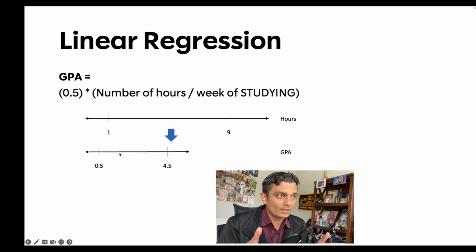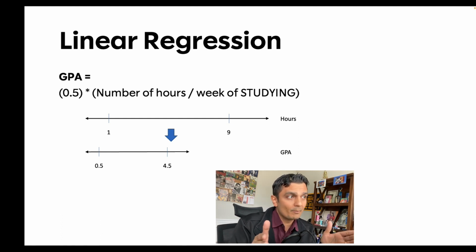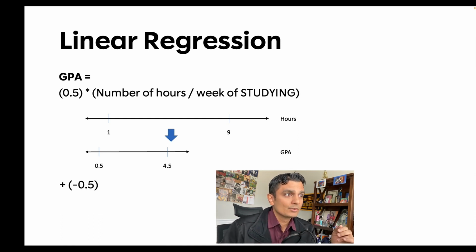So that's kind of a problem. So you kind of think of potentially having to shift this data over. And that's kind of a bias, right? You have to bias it to the left. So in order to do that, you could add a negative half. And then you have a new range, which is essentially from 0 to 4.